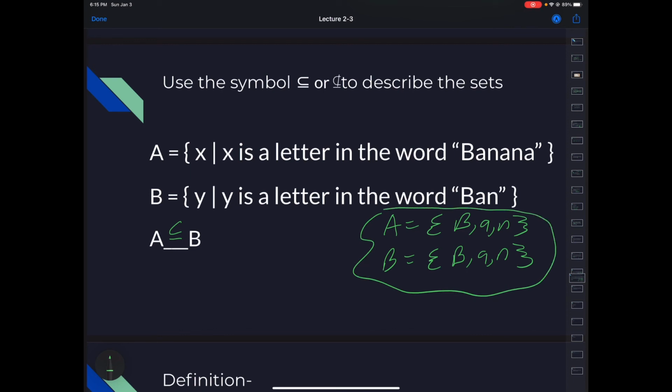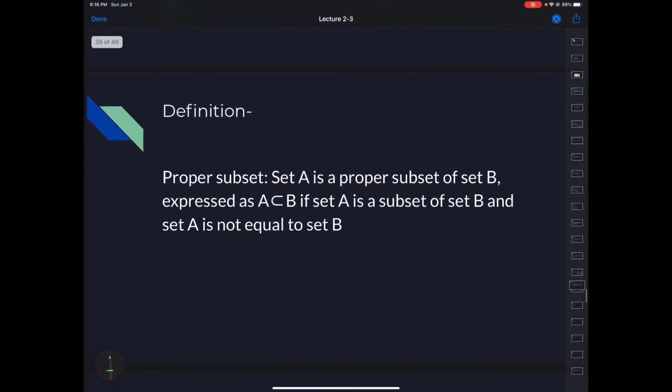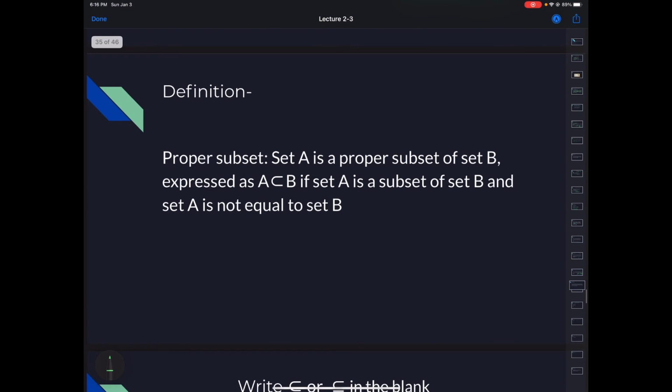So this is actually, if you look at this symbol, if you made a little point here, it could remind you of the symbol for less than or equal to. The "or equal to" means the same thing here. A is a subset of B means A is either equal to B or something that B contains. Which leads us to yet another definition.